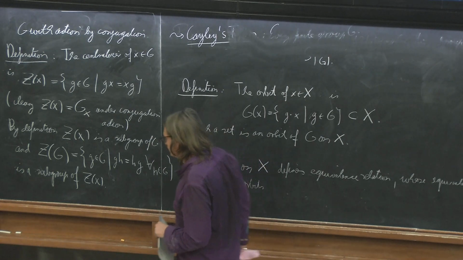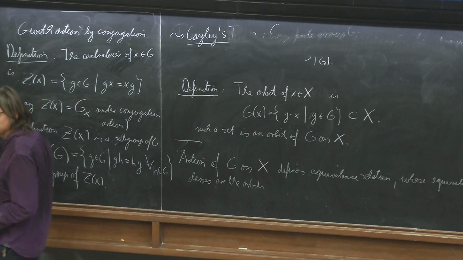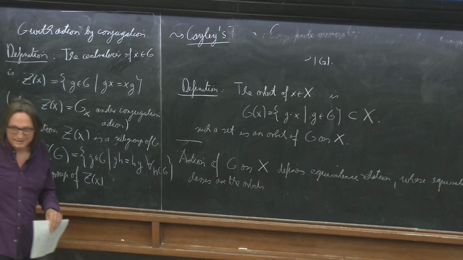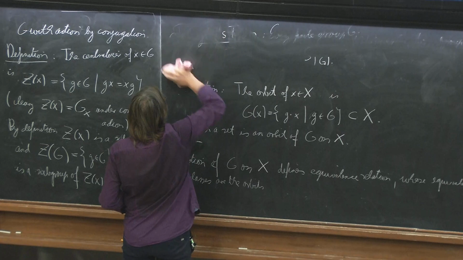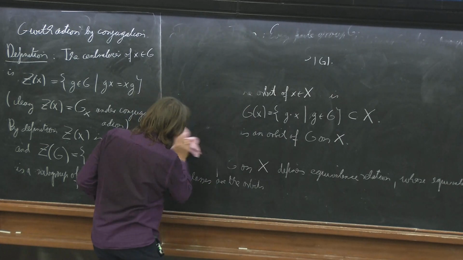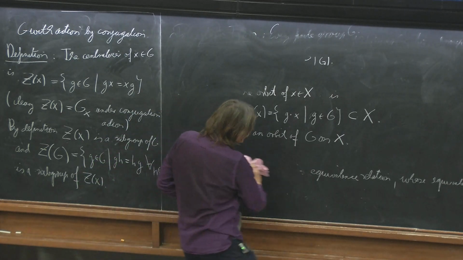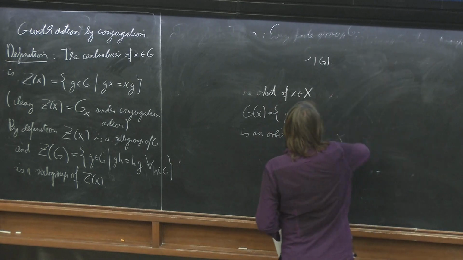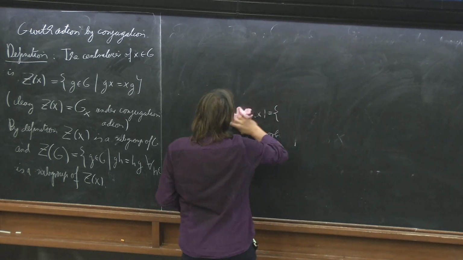You could also say that Z(G) is the intersection of all centralizers. I don't know whether this is useful sometimes, maybe it is, but anyway, that is certainly true.